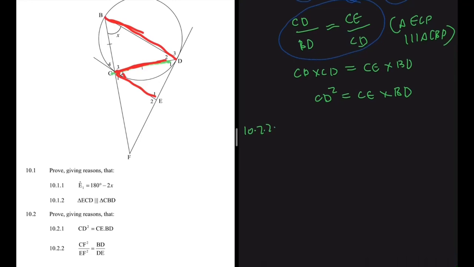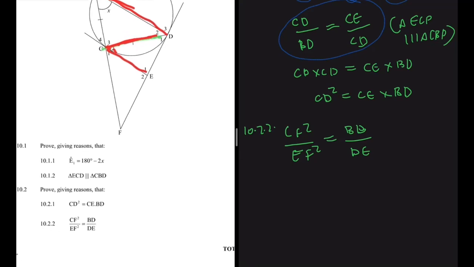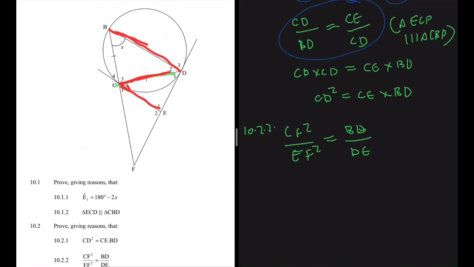10.2.2, we are required to prove that CF squared divided by EF squared is equal to BD divided by DE, which is a bit complicated, but it's fine. CF is not in any of those triangles, so we cannot use those triangles to prove 10.2.2. We have to resort to something else. But take a look at this.